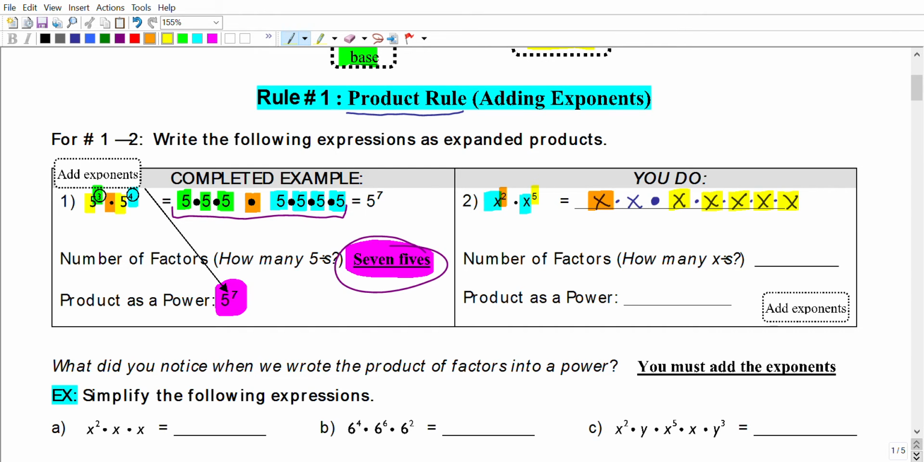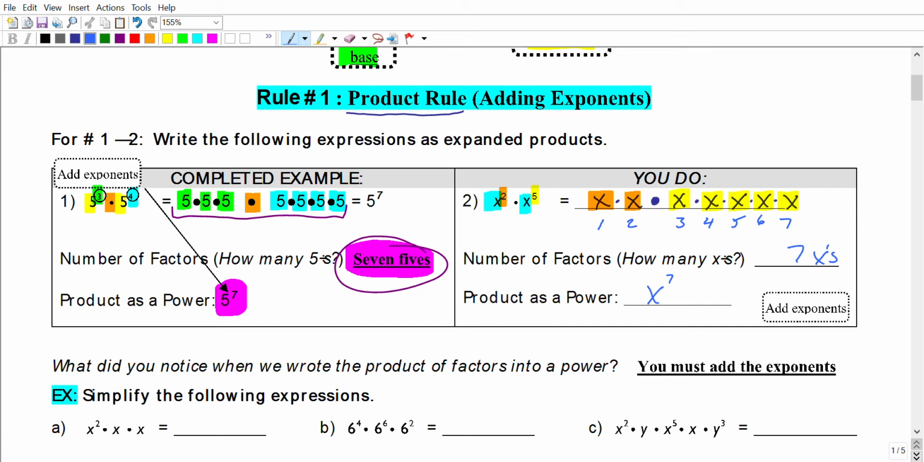So, let me use a different color here. So we have 1, 2, 3, 4, 5, 6, 7. So how many factors of x do I have? I have 7 factors. Okay, I have 7 x's. So then if I want to write this as a product, I would write x to the 7th power.